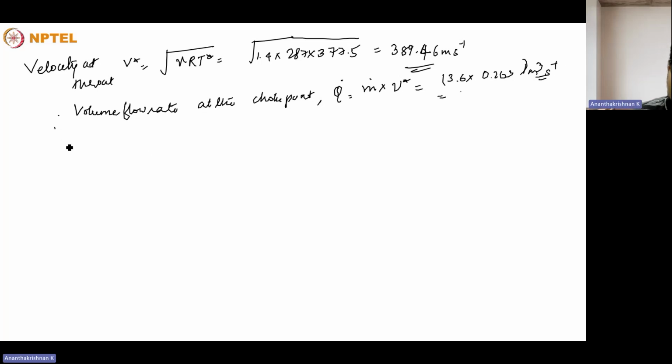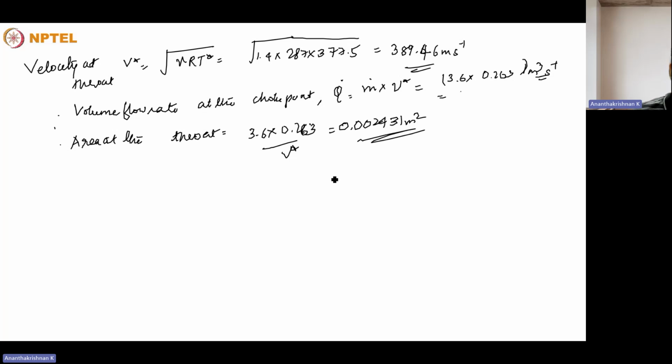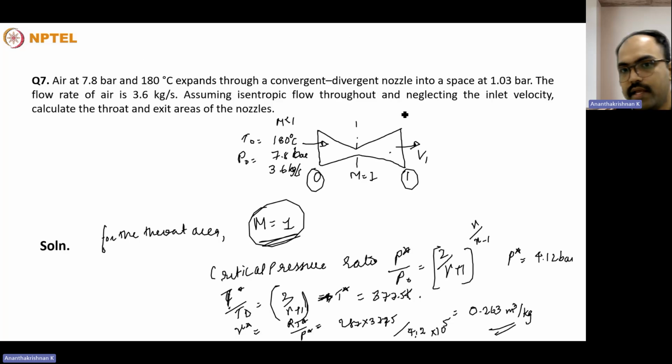Now using this, we know the velocity, we know the volume flow rate, we can calculate the area at the throat. That will be 3.6 into 0.263 divided by V star. That will be equal to 0.002431 meter squared. So this could be written as 2431 millimeter squared. That is the first part of the problem where we had to calculate the area of the throat.